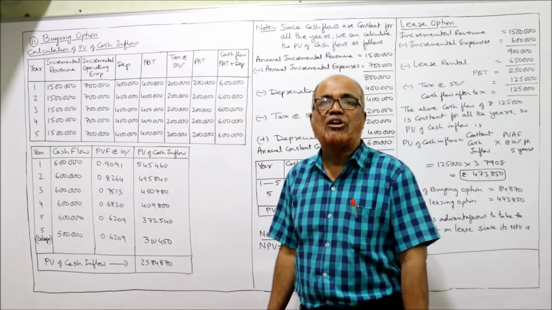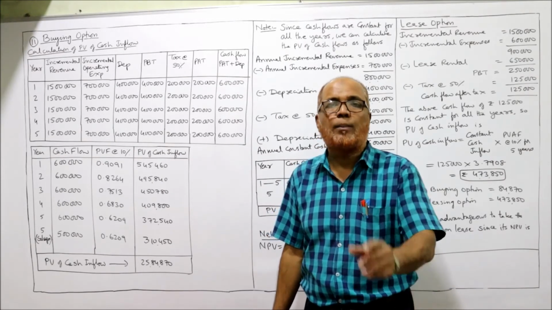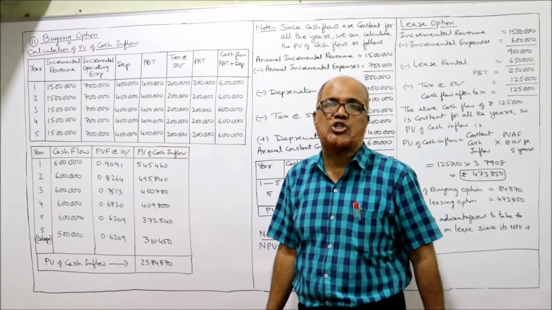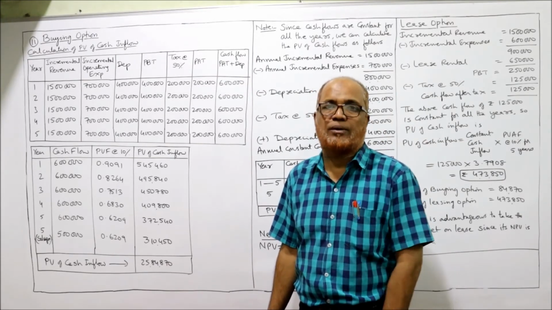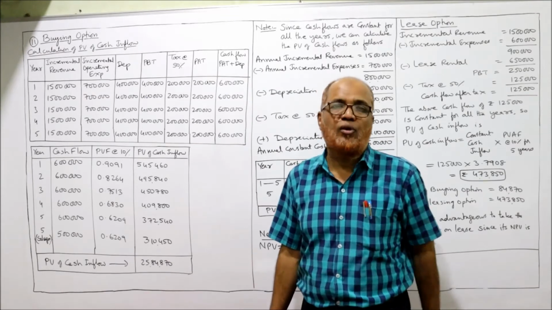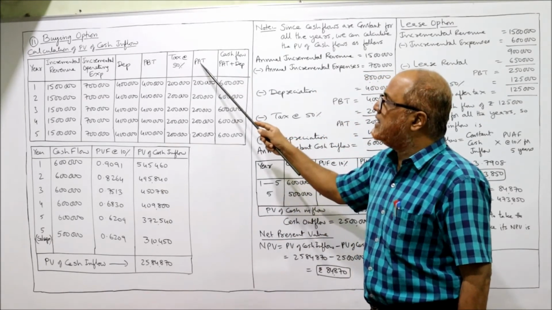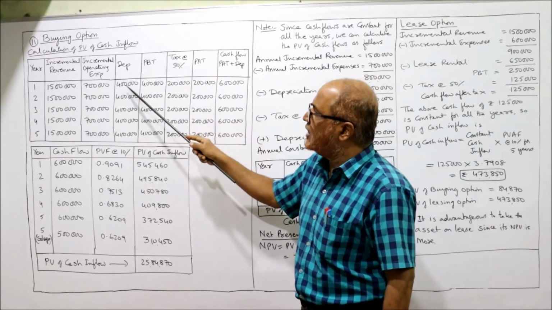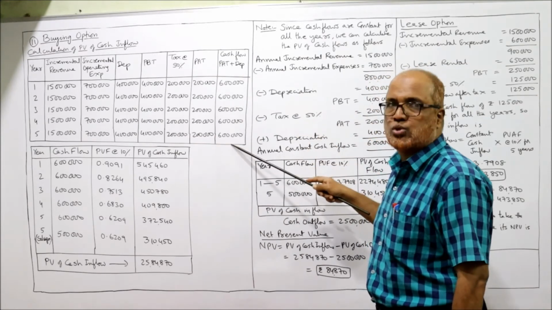Now cash inflows, CFAT. Cash inflows is equal to PAT plus depreciation. Profit after tax plus depreciation will give cash inflows. PAT is 2 lakh and depreciation is 4 lakh. So 2 lakh plus 4 lakh is 6 lakh rupees cash inflows.